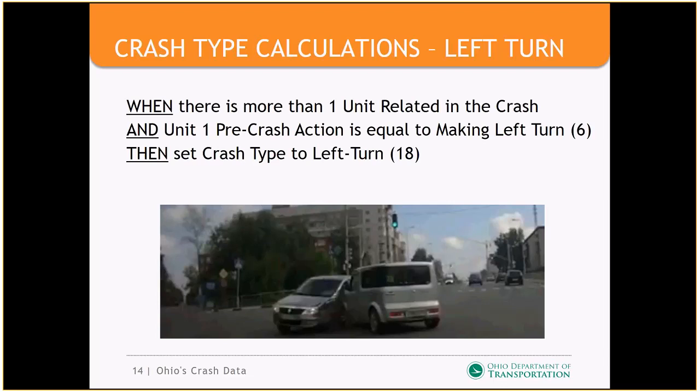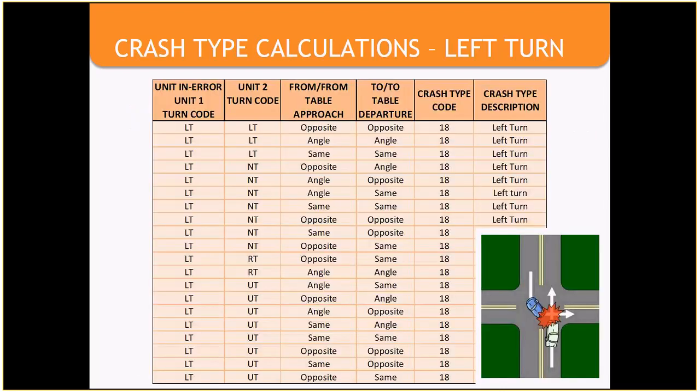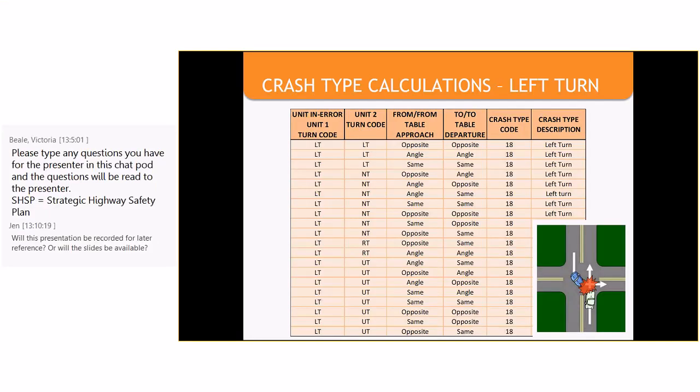The first step for a left turn crash calculation was the pre-crash action of Unit 1, or the at-fault vehicle, making a left turn. So if the officer coded that car in a 2-car crash as making a left turn, then we mark that down as a left turn crash. Then we go into the giant table. Every option of left turn, no turn, right turn, U-turn is included in this table, as well as a from comparison of the first two units and the to comparison of the first two units. So if you look at the picture in the bottom right-hand corner and we go to the fourth line of the table, the blue car is unit 1 and the green car is unit 2.